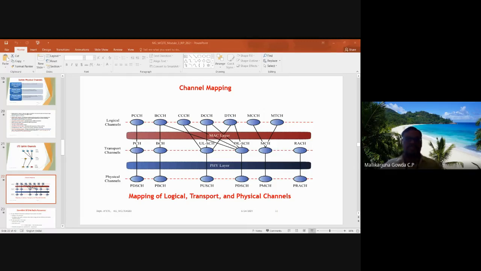Are you able to understand this? The first two are mapped one-to-one from logical channels to physical channels. Then these 4, from BCCH to DTCH, are mapped to the downlink shared channel, and these 3, from common control channel to DTCH, are mapped to the uplink shared channel. Then this uplink shared channel is mapped to the physical uplink shared channel. The downlink shared channel is mapped to the physical downlink shared channel. So there is one-to-one linking and mapping also.